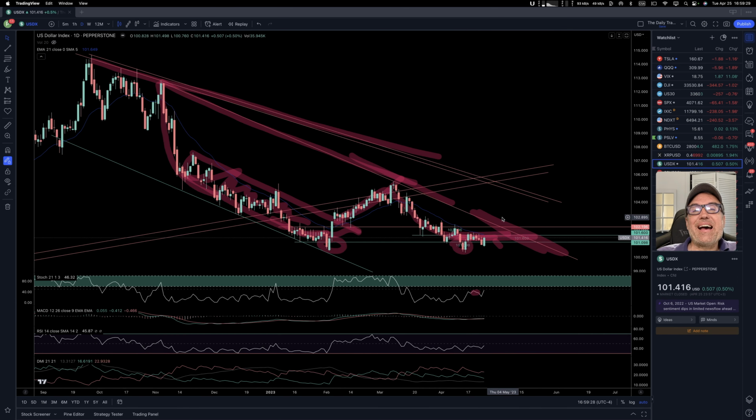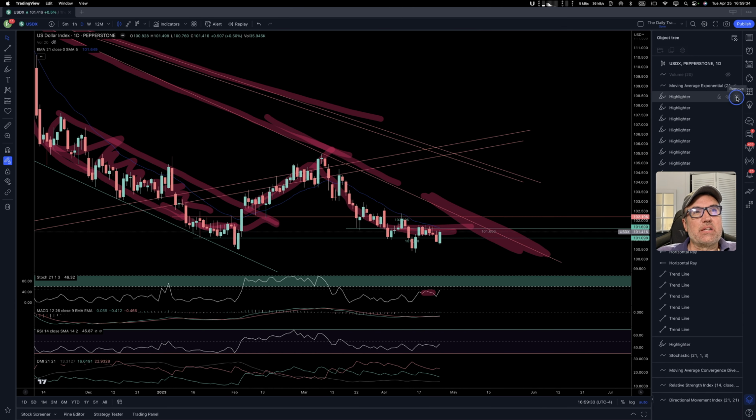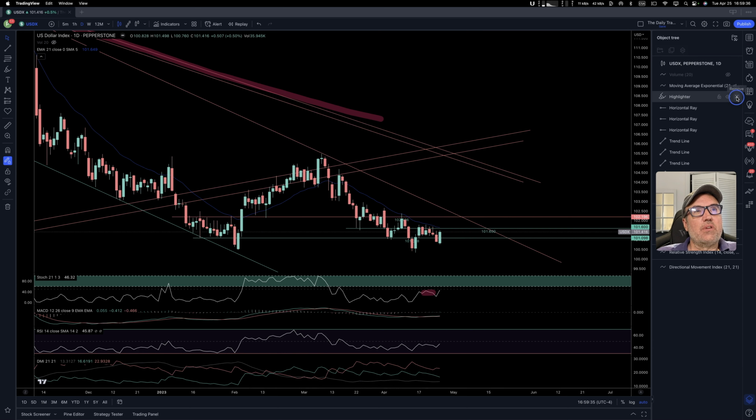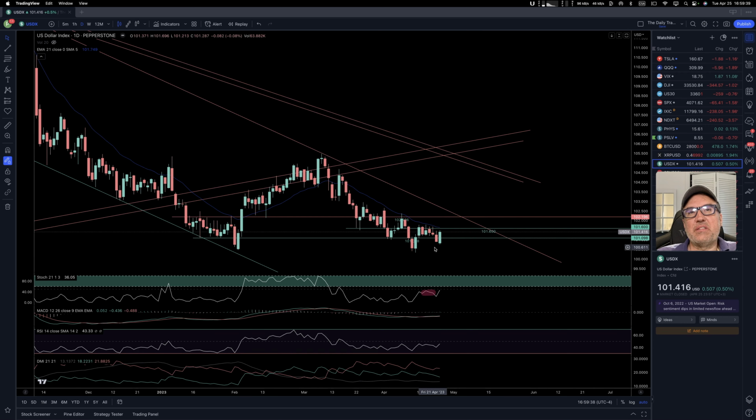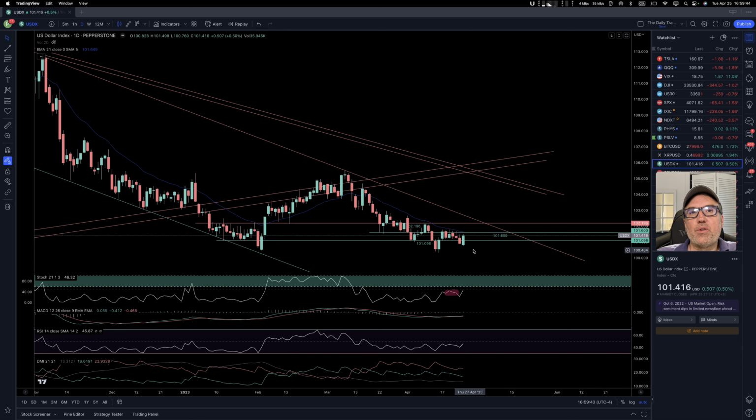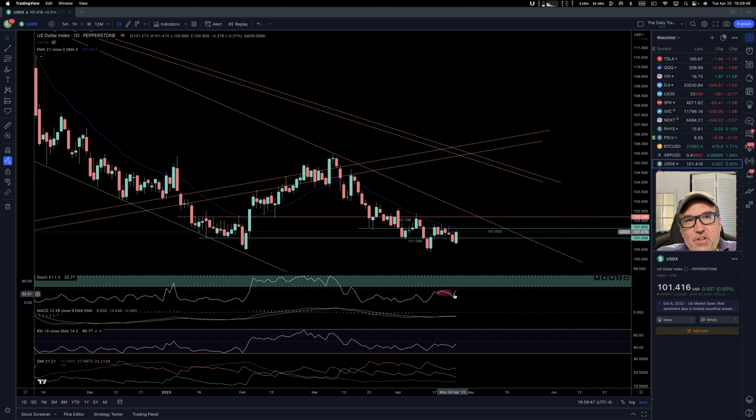And US dollar, US dollar did not fool us. It did not fool us with this one candle down thing. This is a nice green candle. We are back up above 101.098. Stochastic has jumped from 22 to 46 in one day. That's pretty nice. So maybe we are going to recover this one soon.